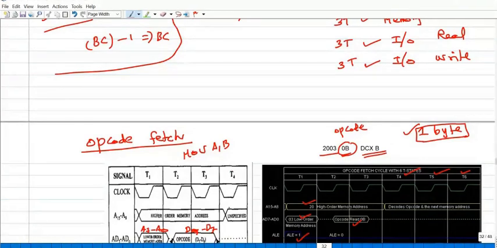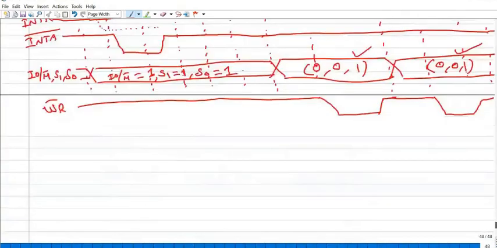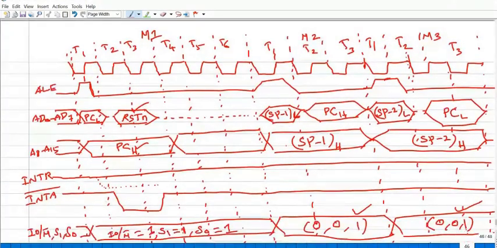Sometimes for a single byte instruction, the processor needs 6 T states to decode the particular opcode and complete the function. Which are those instructions? 1 byte instructions, but involving a 16-bit operation. See DCX B: the BC register pair is 16-bit, so that is decremented by 1. So similarly, for INTA, in machine cycle 1, the processor utilizes a minimum of 6 T states.